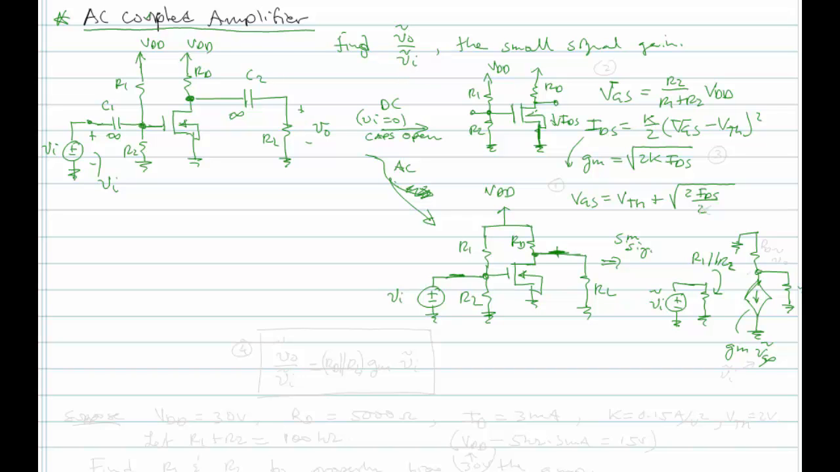And we can write the small signal gain, VO, which is this voltage here, divided by VI, very simply as GM times VGS, but now VGS is actually VI. So GM little VI times the net resistance at the output node, between the output node and ground. And what we have is RD in parallel with RL.